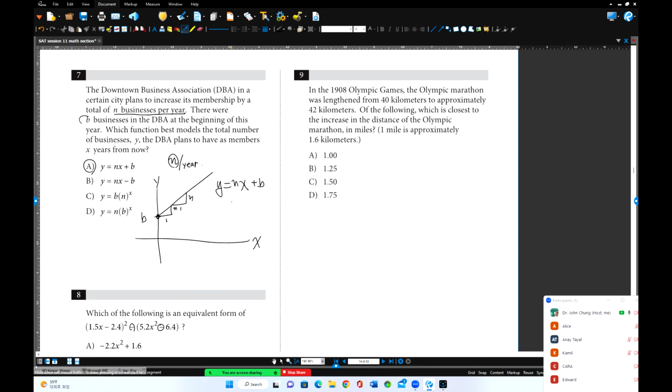Alright, number 9. 1908 Olympic Games, Olympic Marathon. The length was 40 kilometers, approximately 42 kilometers. Which of the following is closer to the increase of distance of the Olympic marathon in miles? It increased by how much? 2 miles increased, but 1 mile is already given by 1.6. You can use substitution directly.